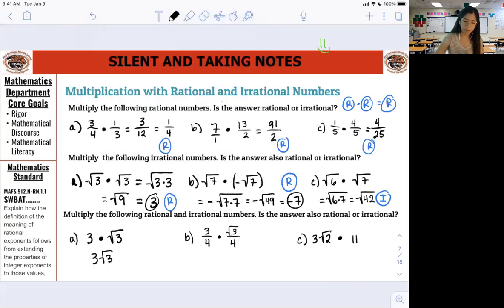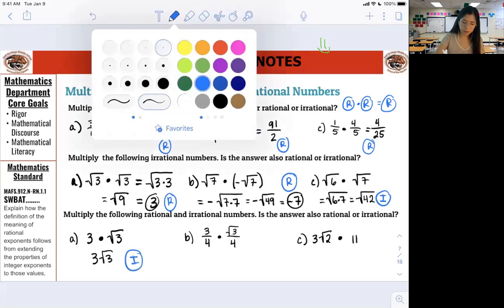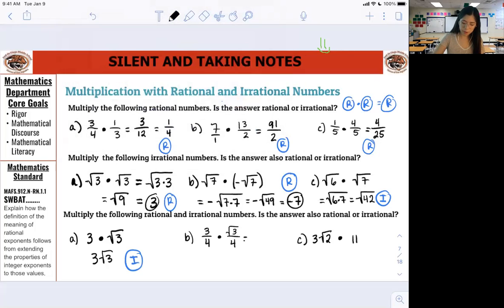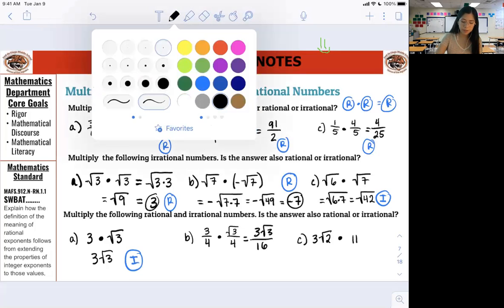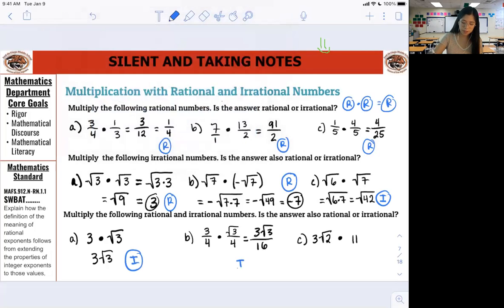But that's not a rational number. We've already determined that that is irrational. Same thing here. Okay, I can multiply straight across. 3 times the square root of 3 is just 3 root 3. 4 times 4 is 16. But since I have that radical, since I have that irrational number, that still makes it irrational.